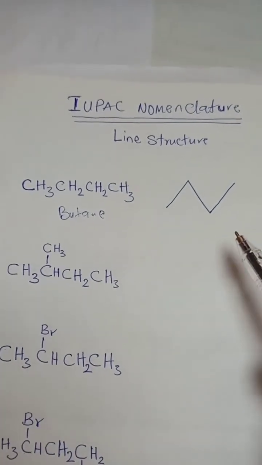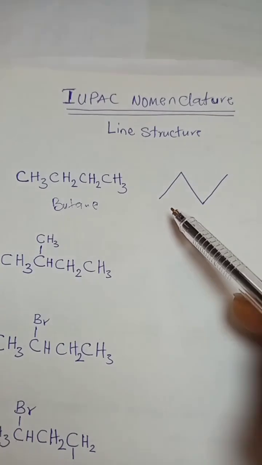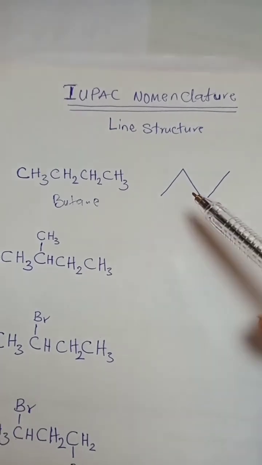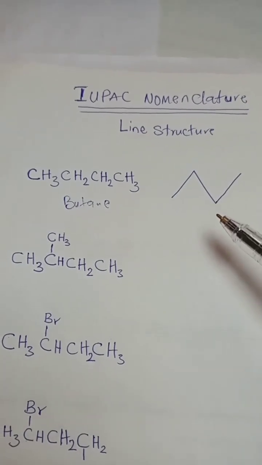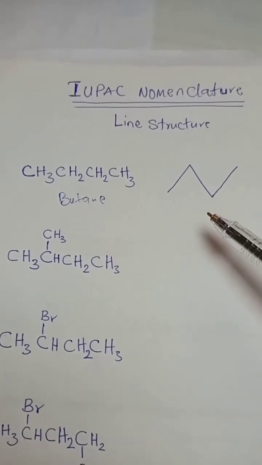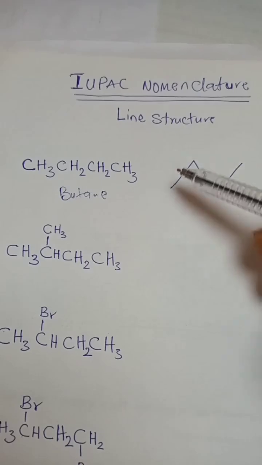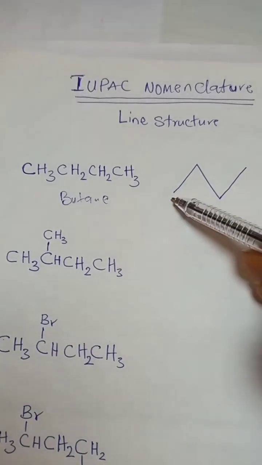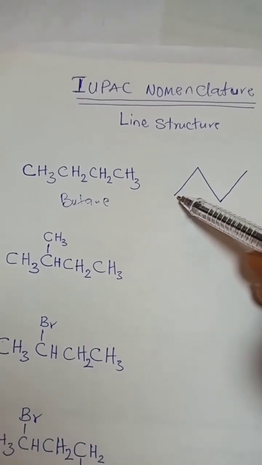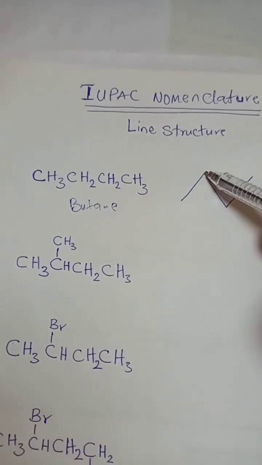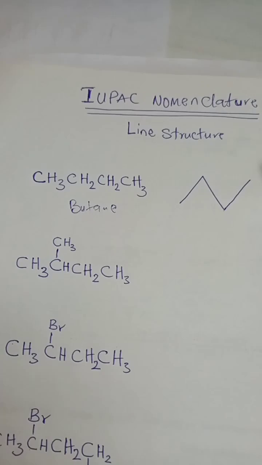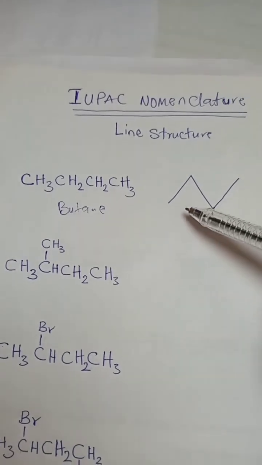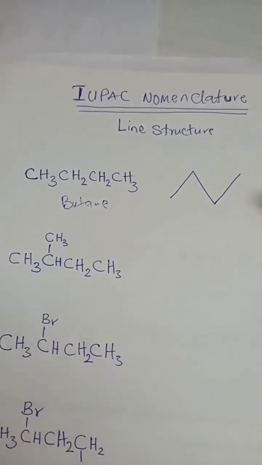Alright, now if you look at this, every end of the line without an attachment is a carbon. Take note, every end of the line without an attachment is a carbon. So this is an end of the line. There is no attachment, there is no substituent here. So this is a carbon, this is another carbon, this is another carbon. This is another carbon. So number one, I said every end of the line without an attachment is a carbon.